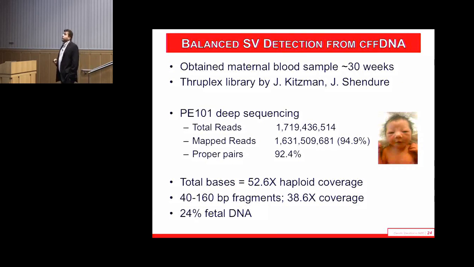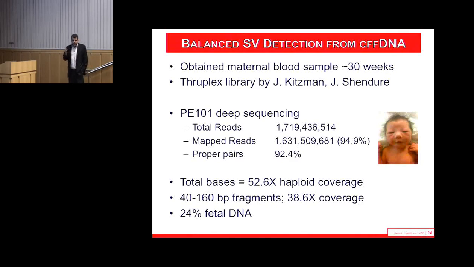So we asked the question of, could we find this inversion? Basically, Jacob and Jason Jury made a library for us a few years ago now, and we sequenced it extremely deep. We generated 1.7 billion reads. We got 52.6x haploid coverage.